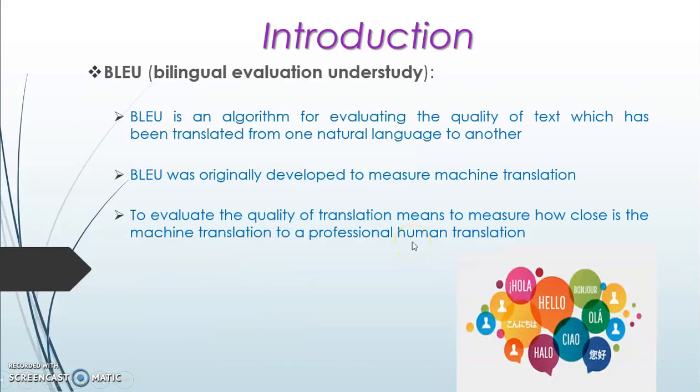BLEU, which is short for Bilingual Evaluation Understudy, is an algorithm that was originally developed to measure machine translation. Machine translation is automated translation. It is the process by which computer software translates text from one language to another. Now, BLEU is one of the most popular algorithms to evaluate the quality of output text which is being translated from one language to another.